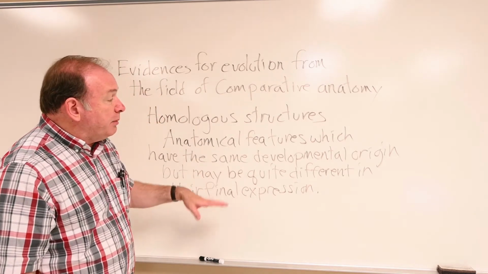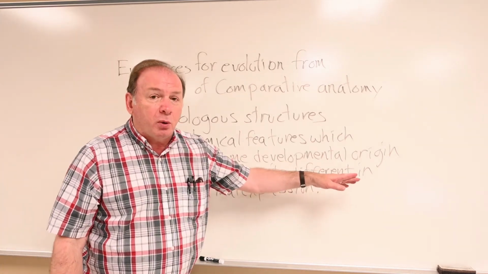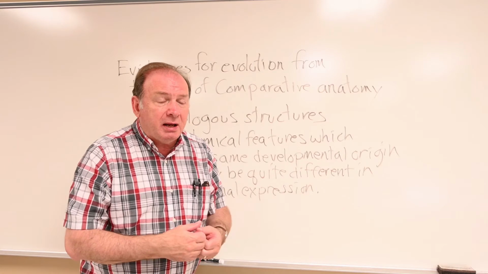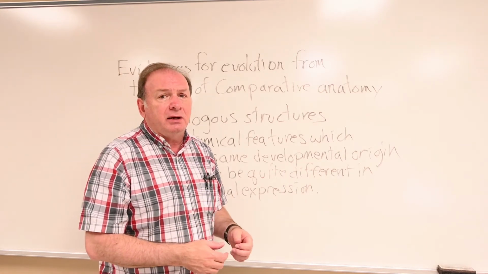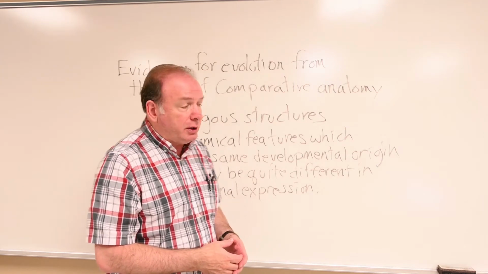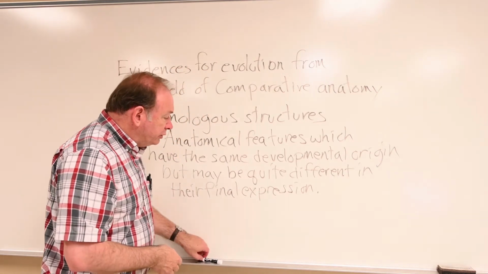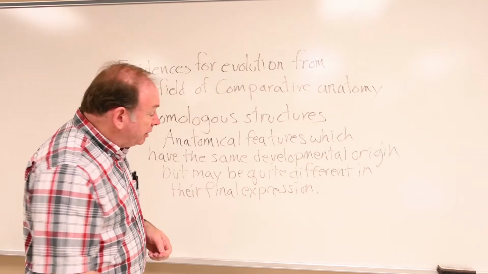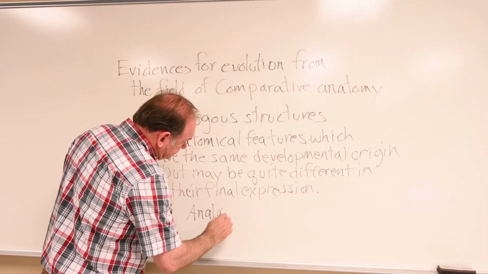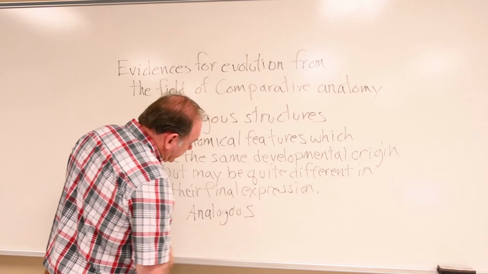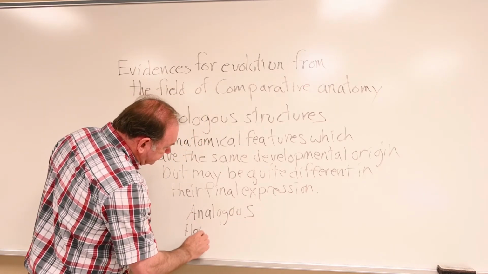If they look the same, but they do not come from a similar origin, they're not from the same ancestry that formed that, then it's considered a homoplastic trait, homoplasy. So those are two terms you need to be familiar with: analogous and homoplastic.